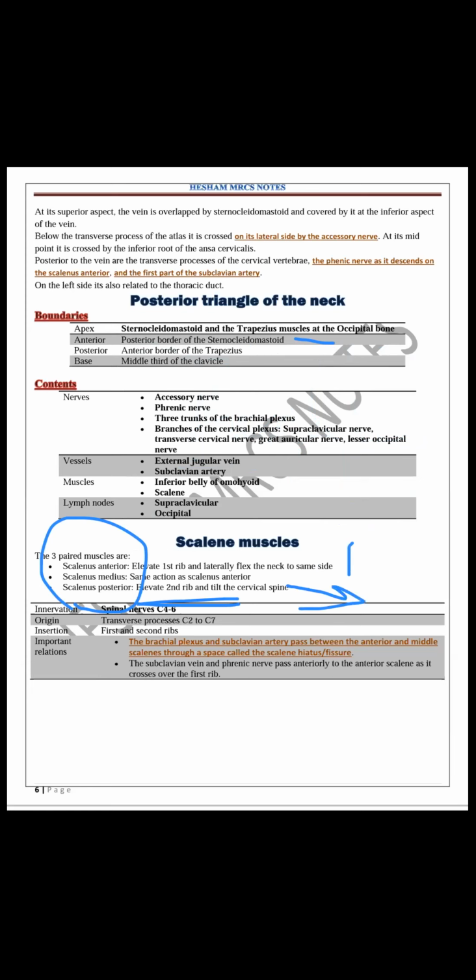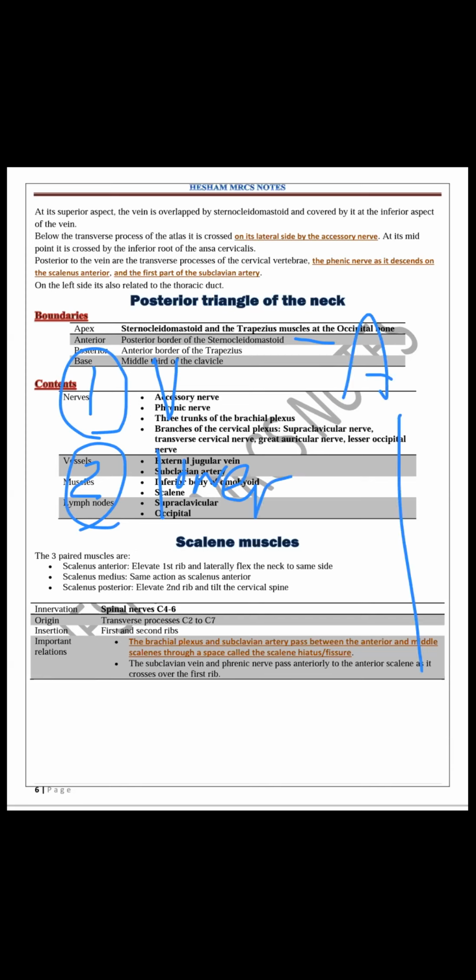Related to the scalene muscle: subclavian vein, lower trunks of the brachial plexus. This is from anterior to posterior. Then you have the subclavian vein, then you have the phrenic nerve, then this is the scalenus anterior.